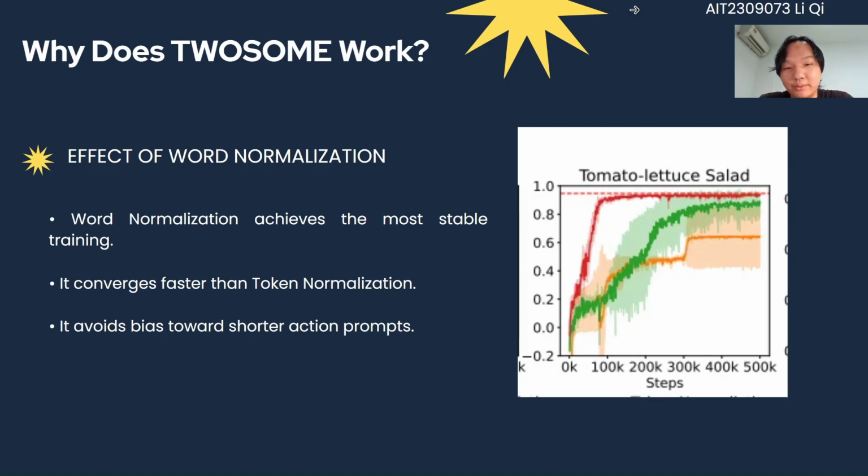This shows the effects of word normalization. Compared with token normalization and no normalization, word normalization provides the most stable training and the fastest convergence. It also avoids bias towards shorter action prompts, leading to better action selection. Therefore, word normalization is a key factor behind the stronger performance of TWOSOME.